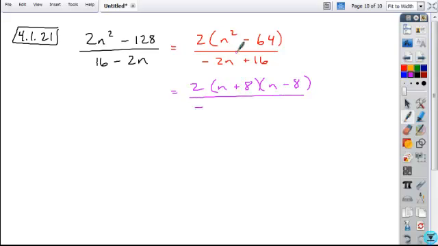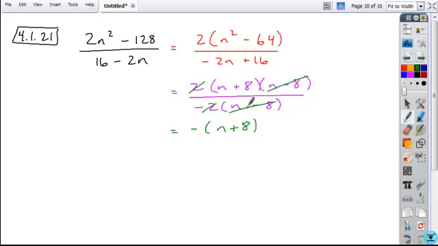All over, and here in the denominator we can factor out a negative 2. It's a common factor between both those terms. That leaves us with a positive n and a minus or negative 8. And at that point we can now cancel our common factor, move the negative up top, so we get negative quantity n plus 8.